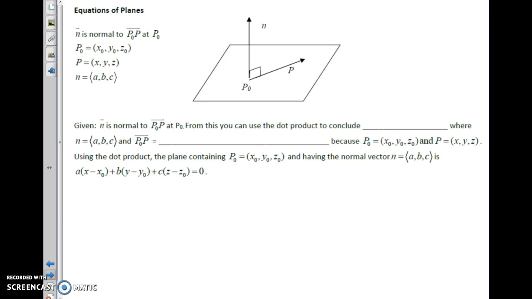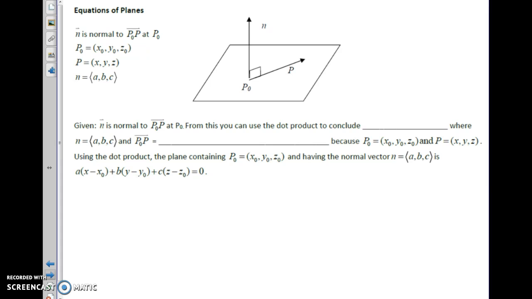Now, writing the equations of planes. In this diagram, again, it's always difficult to show something that is three-dimensional on a two-dimensional piece of paper or smartboard. If you're in class, you would see a physical model of this.